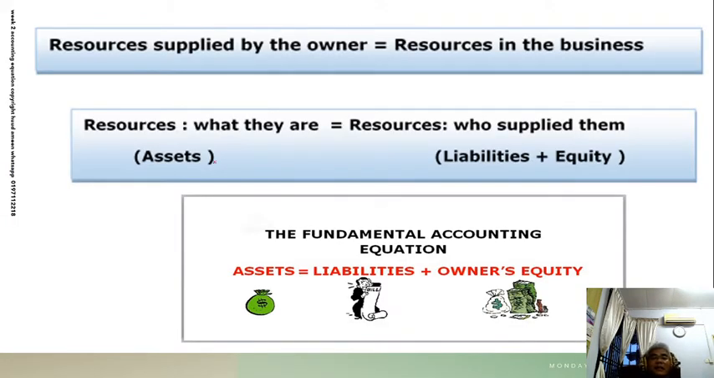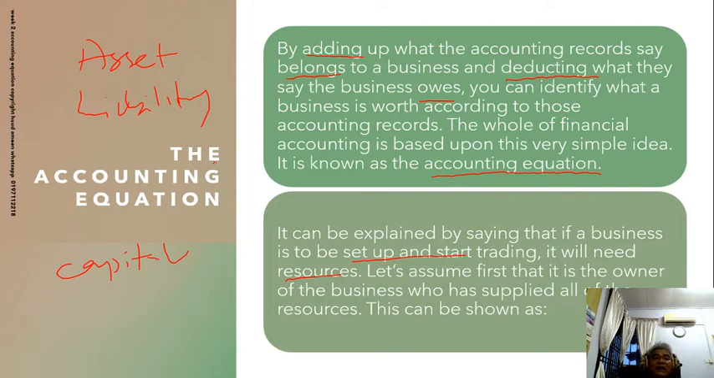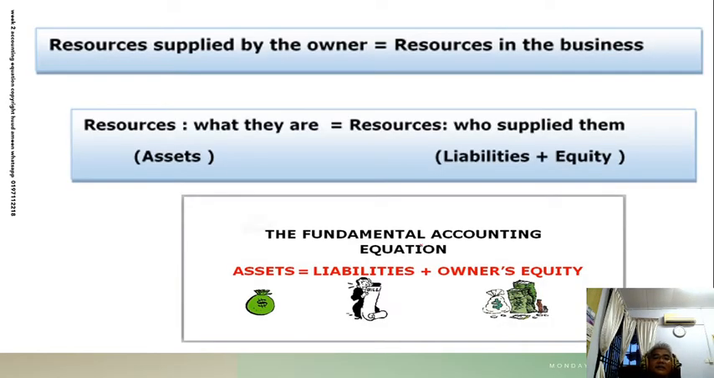From these definitions I just summarize into the formula. Resources are supplied by the owner. What the owner owns is assets. Who supplies the resources to get the asset, and how much is the amount supplied to get the asset? To get the asset we need to get a loan or equity.